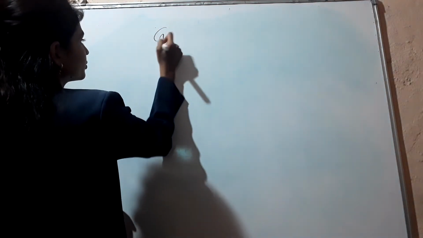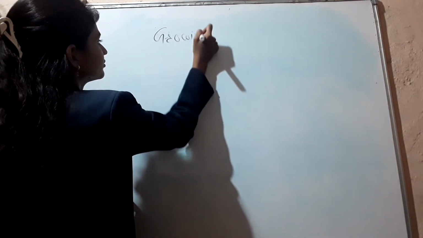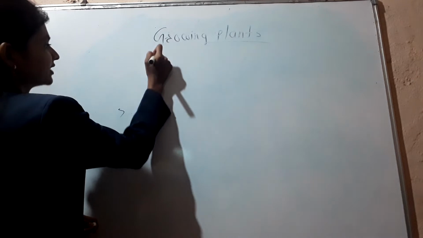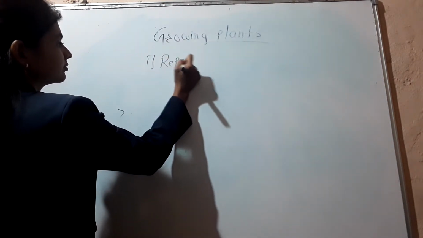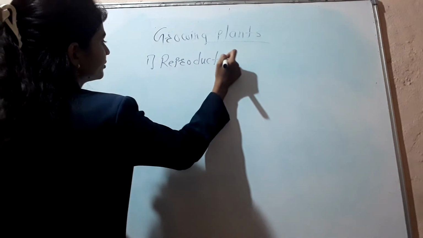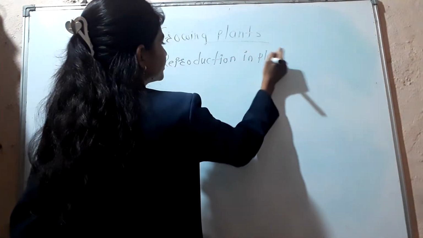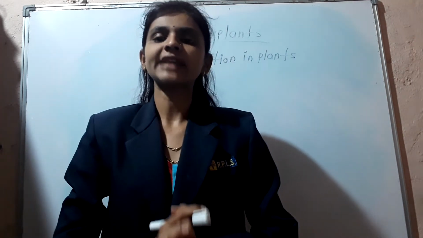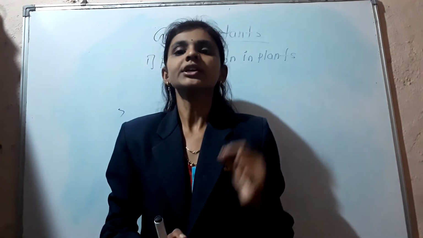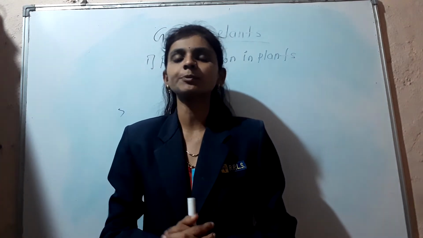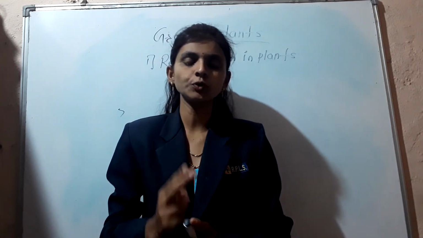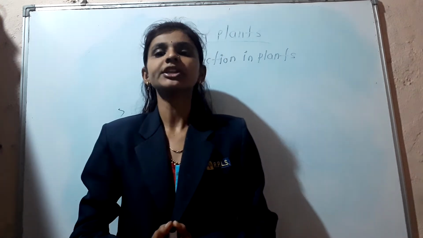Growing plants, the first point we discussed is reproduction in plants. Here we will discuss reproduction in plants. Reproduction in plants can happen in two ways. The first way is reproduction through the body parts and the second way is reproduction through the seeds.